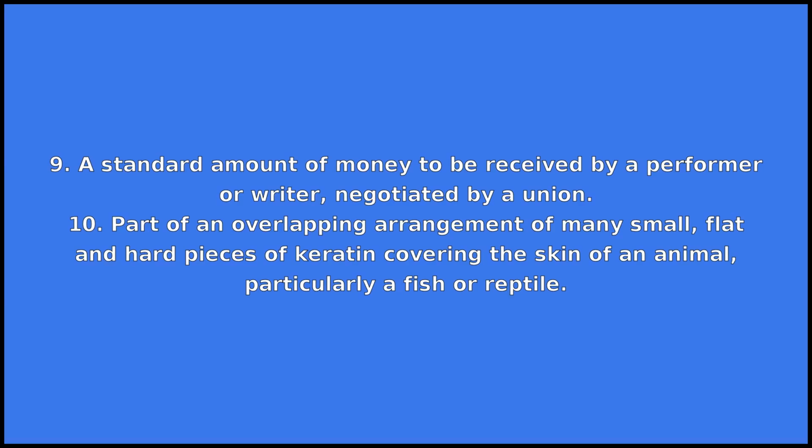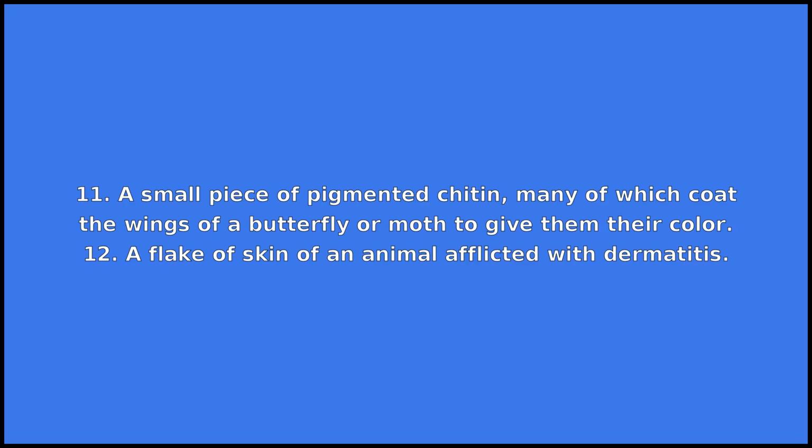9. A standard amount of money to be received by a performer or writer, negotiated by a union. 10. Part of an overlapping arrangement of many small, flat and hard pieces of keratin covering the skin of an animal, particularly a fish or reptile. 11. A small piece of pigmented chitin, many of which coat the wings of a butterfly or moth to give them their color. 12. A flake of skin of an animal afflicted with dermatitis.